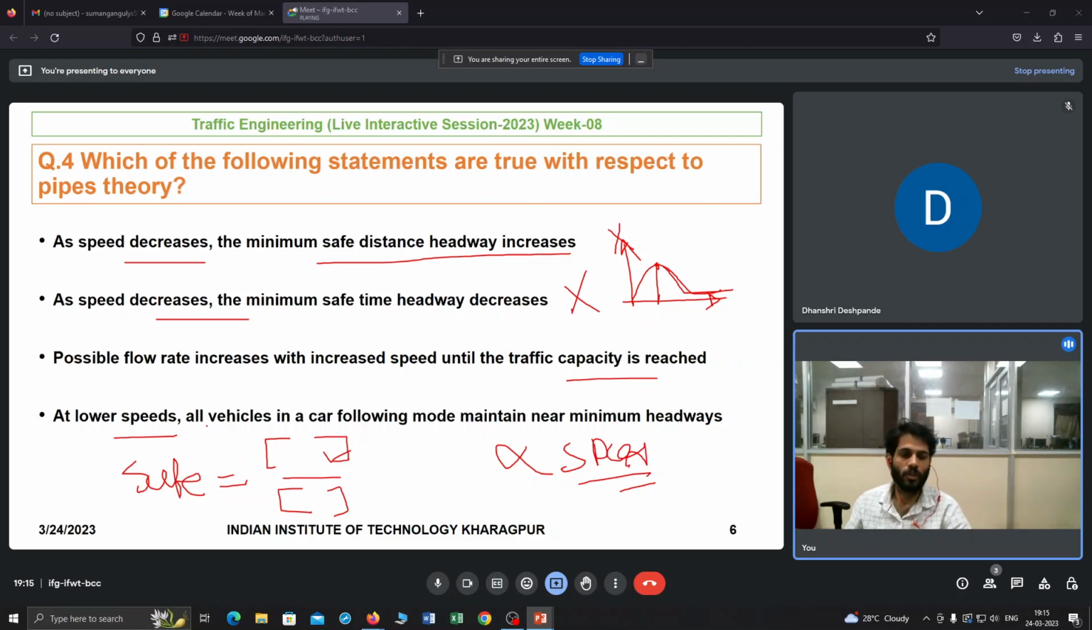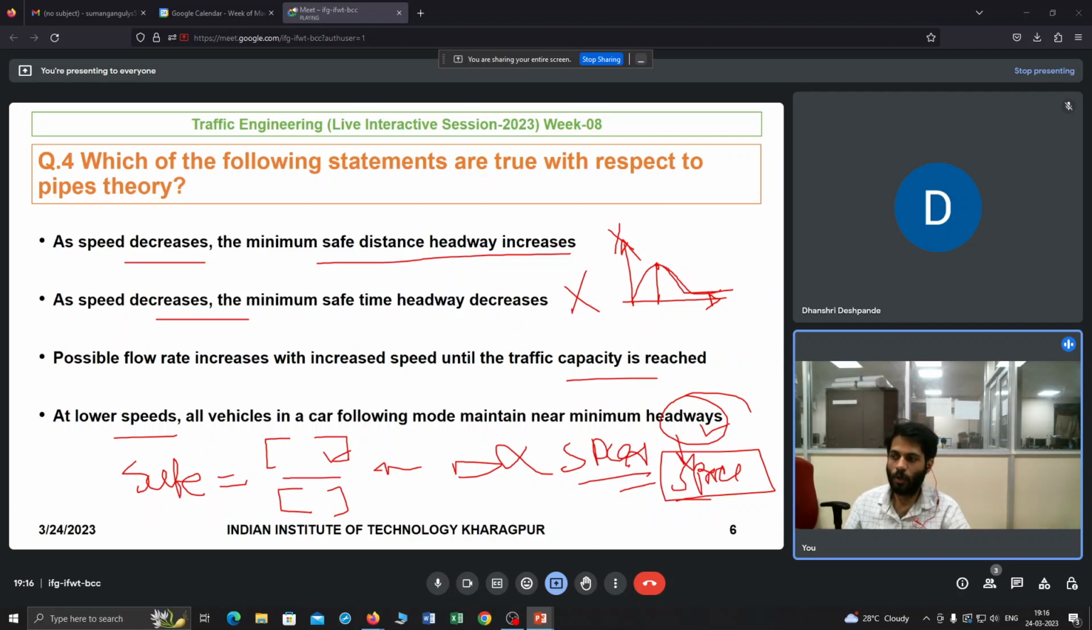Minimum safe headways they will only maintain at lower speed, because their speeds are lower, so they do not have to increase their headways. Here headways mean obviously space headways, not time. This has to be remembered, this is space headway. Generally headways means space headway until we mention that it's a time headway.